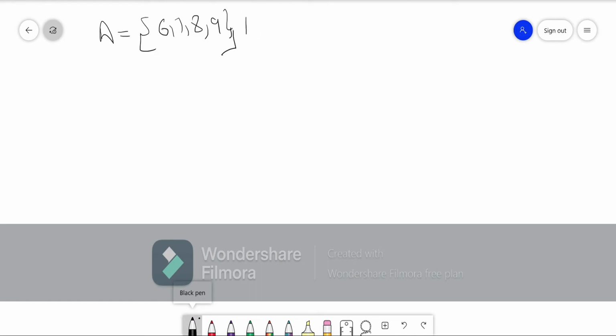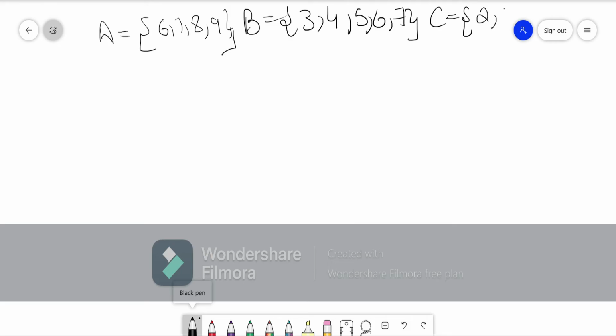Now set B was already given to us. What was that? 3, 4, 5, 6, 7, right? And what is set C? Set C was 2n. So 2 into 1 would give you 2, 2 into 2 would give you 4, 2 into 3 would give you 6, and 2 into 4 would give you 8. These are the sets. So let's see the first question.